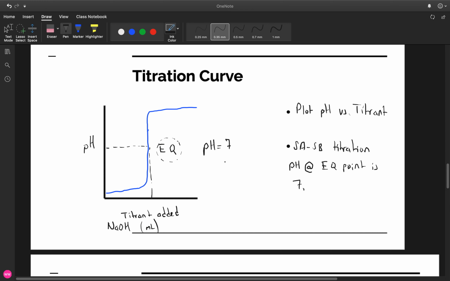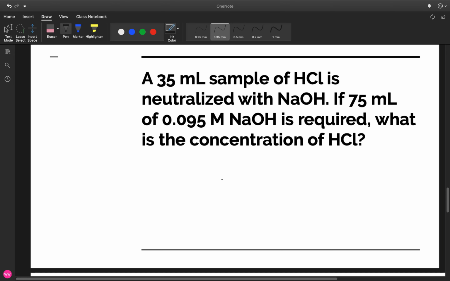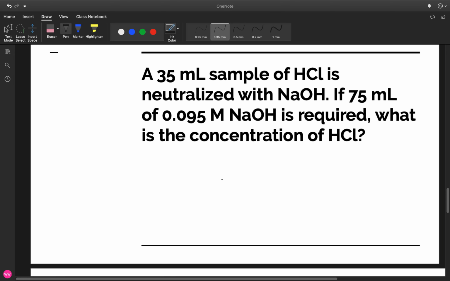All right, so we're going to move along here and try a problem out and see what we can get from this. A 35 milliliter sample of hydrochloric acid is neutralized with sodium hydroxide, NaOH. If 75 milliliters of 0.095 molar NaOH is required, what is the concentration of HCl? So the first thing I want to do is identify what the chemical reaction is. We have sodium hydroxide being added to hydrochloric acid. When this reaction occurs, an acid and base reaction will produce water and the resulting salt, which in this case turns out to be table salt.